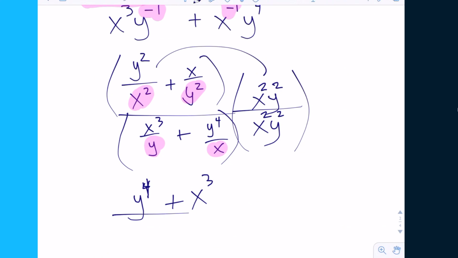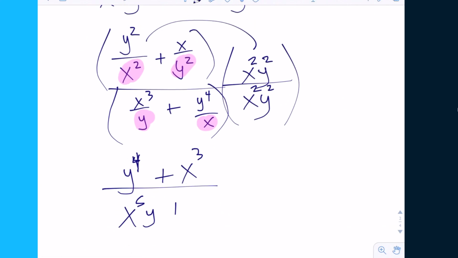You're done. Denominator, you multiply, and your y squared divides out with your y, leaving a y, but you still have x cubed times x squared, which is x to the fifth, times y, plus now one of your x's divides out, leaving you still one x, but a y to the fourth times y squared is y to the sixth. That takes care of the complex fraction in a single line.